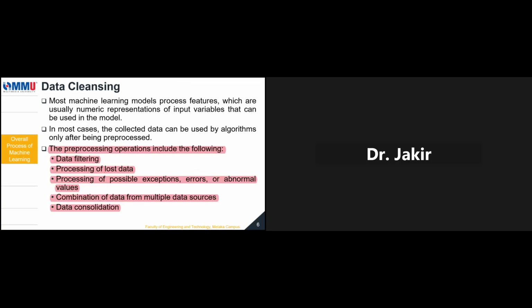Okay, so data cleansing, we already know about that. This is very, very important. And when we do this, how to do this, that we will discuss here. The preprocessing operations mainly include the following: data filtering, processing of lost data, processing of possible exceptions, errors, and abnormal values, combination of data from multiple data sources, and data consolidation.